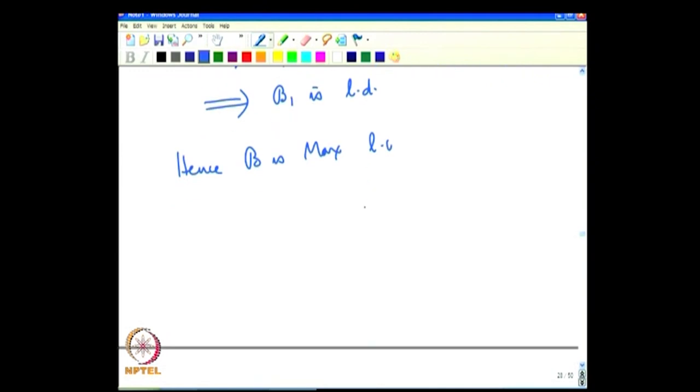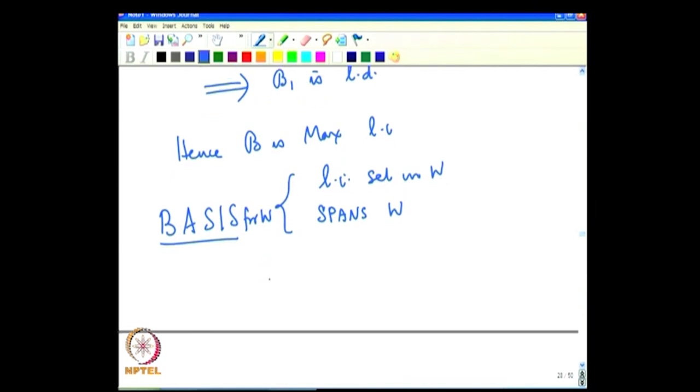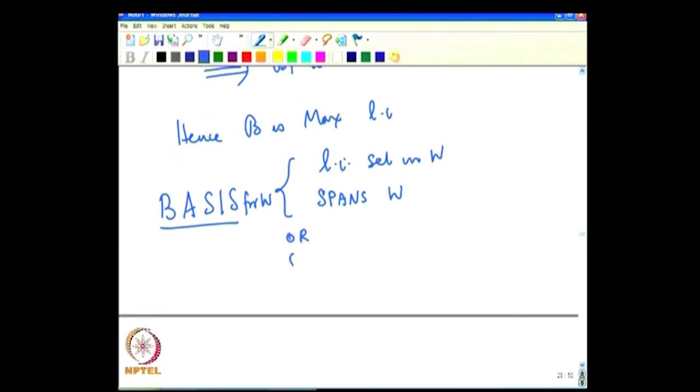Thus, the notion of a basis is in a sense an optimal sampling set. Let us recollect that this is the most important aspect of basis. You can interpret it as a linearly independent set that spans. Basis for V means linearly independent and spans V. So, basis for W means it is linearly independent in W and spans W, or we can look at it equivalently as a maximal linearly independent set in W.